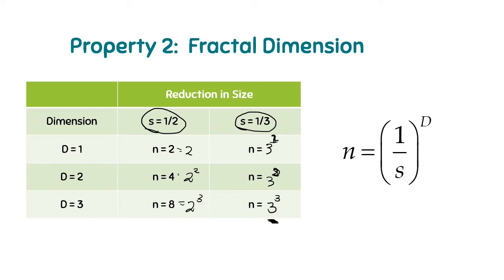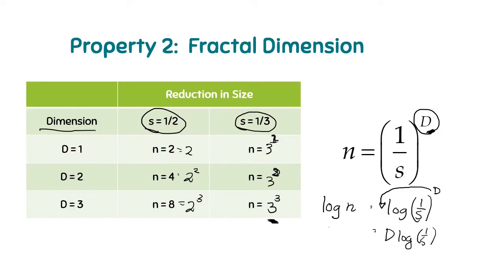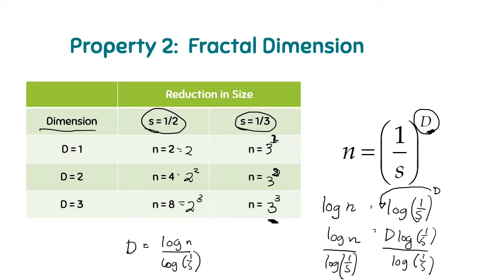But remember, the D here is the dimension. So therefore, we want to solve for D. So from your algebra, how do you solve for D if D appears as an exponent? We take the logarithm of both sides, correct? In order for us to bring down the exponent, correct? Because from the properties of logarithm, this exponent over here will go down. So we have D log of 1 over S is equal to log n. So therefore, since we're solving for D, we divide both sides by log of 1 over S. So that's it. Therefore, our D is equal to log of n over log of 1 over S.